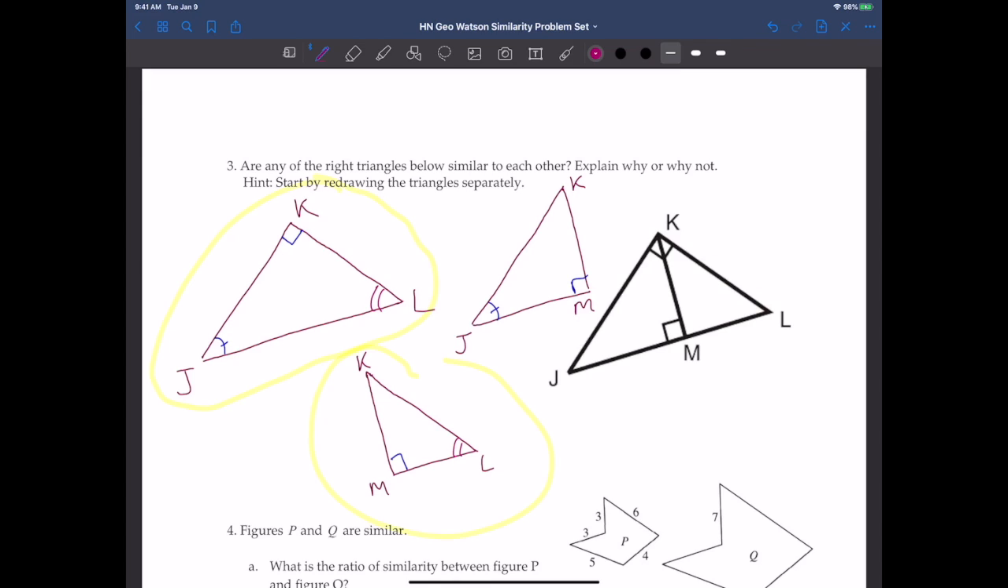But now, since we know that these two triangles are similar, and we know that these two triangles are similar, it follows that all three triangles are similar to each other. So what you should do is write out a similarity statement that looks like triangle blank is similar to triangle blank is similar to triangle blank by angle-angle similarity.